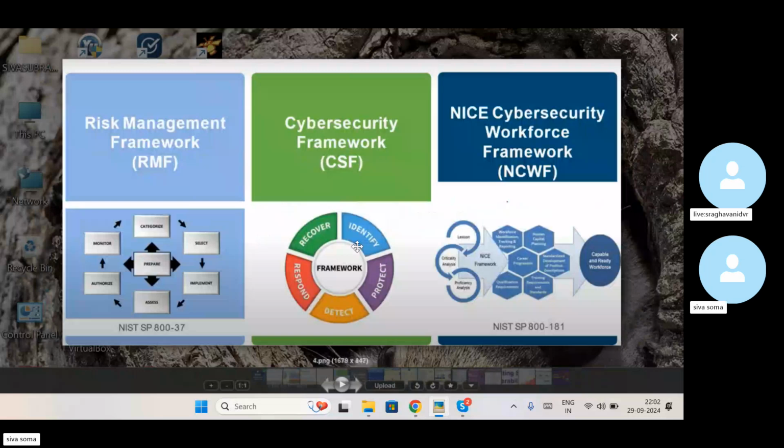The next one is risk management, another type of risk management framework. What are the categories and additional guidance that you want to know? FIPS, RMF risk management framework, cybersecurity management, and then the cybersecurity workforce framework, and NIST SP 800 series 37 and NIST SP 800-181. These are all separate standards and separate guidelines.